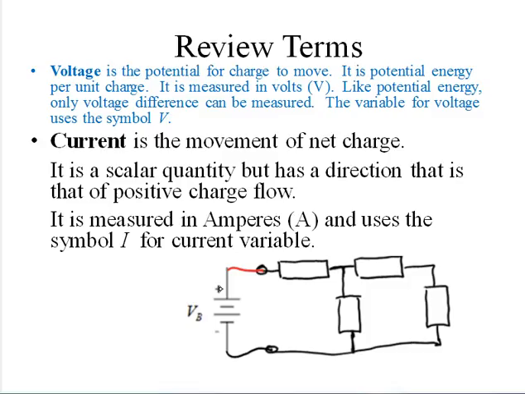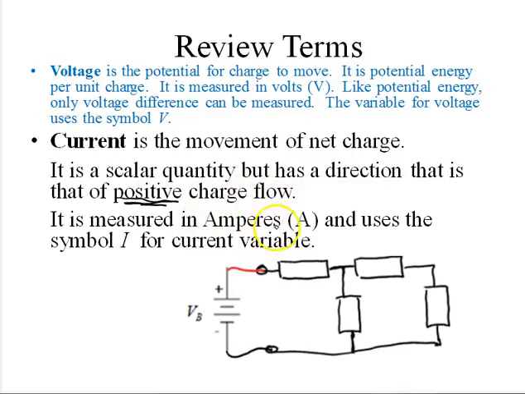So that doing work to move the charge, current is our next term, and that's the movement of net charge. It's a scalar quantity. It has a direction, however, but that direction does not make it a vector. It just tells us the direction of positive charge flow. That's important, because we know within a wire, it's electrons within a conductor that move. They move in the opposite direction of the current. So our current is the direction of positive charge flow.